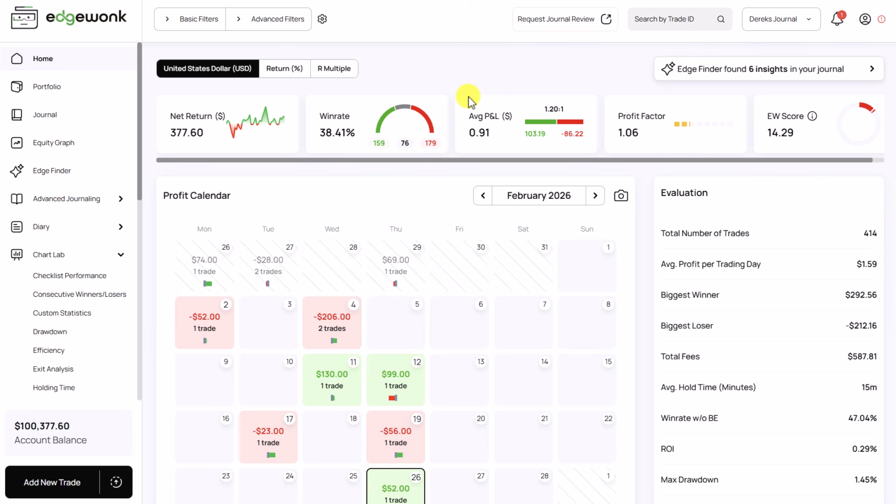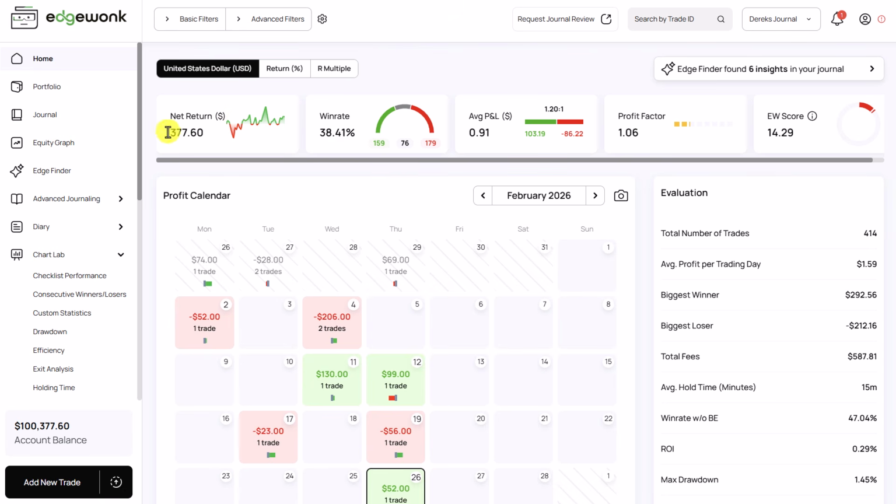So now we have a trading journal from a stock trader, and he asked us to take a look at his data, and that's what we're going to do now. So he has 414 trades, which is a very good sample size. We should be able to draw a lot of good conclusions.